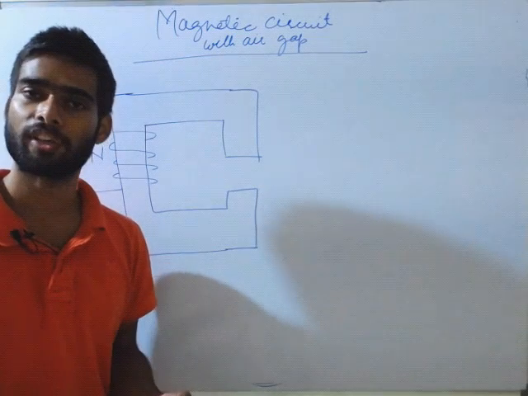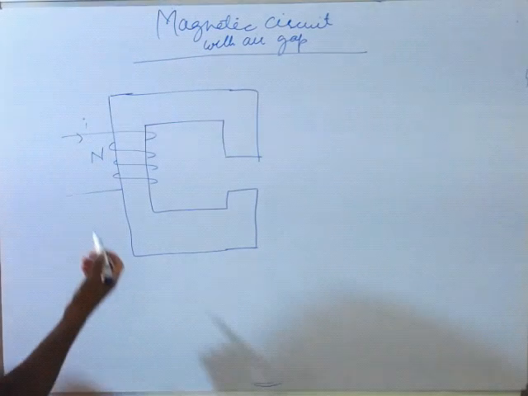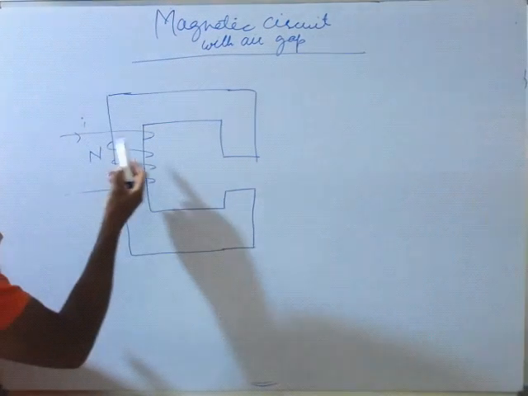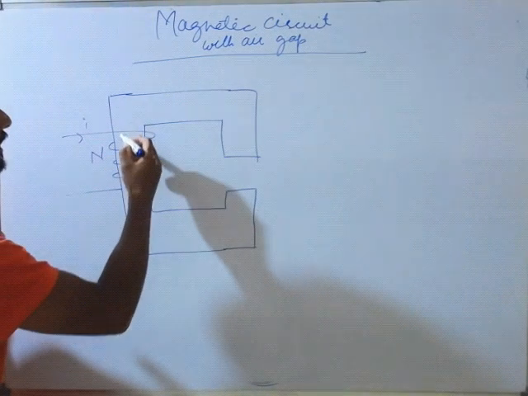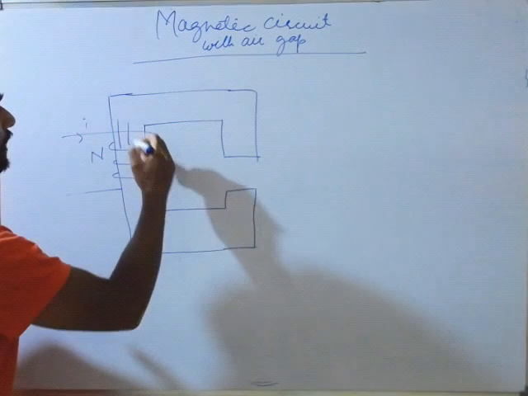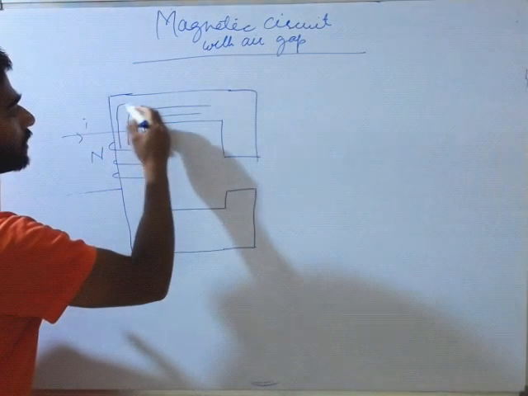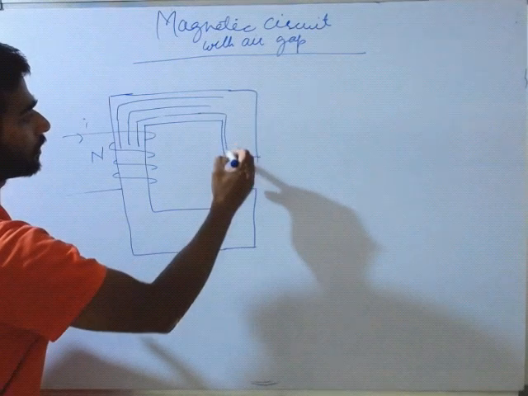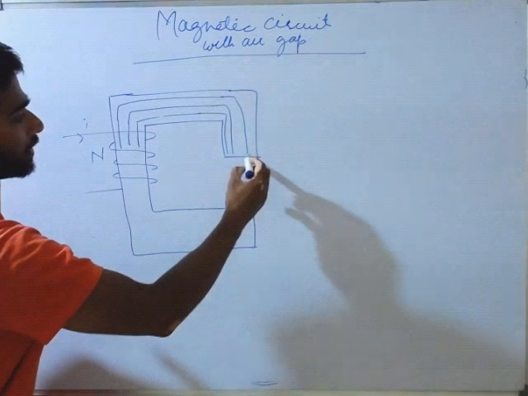Generally, fringing effect occurs when air gap is present. What it is, let us see. When we give a current in the winding, this N into I MMF will generate flux lines. This will move in a path like this. Let's say it's the three magnetic field lines.